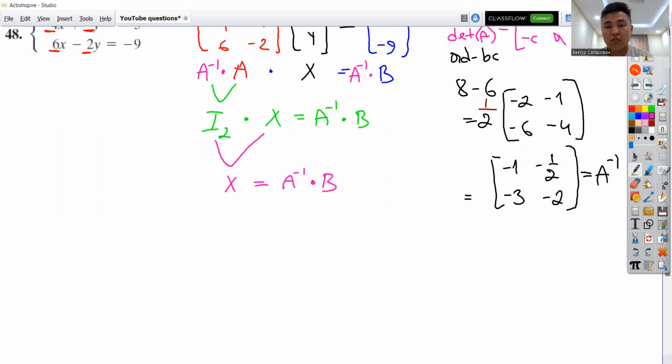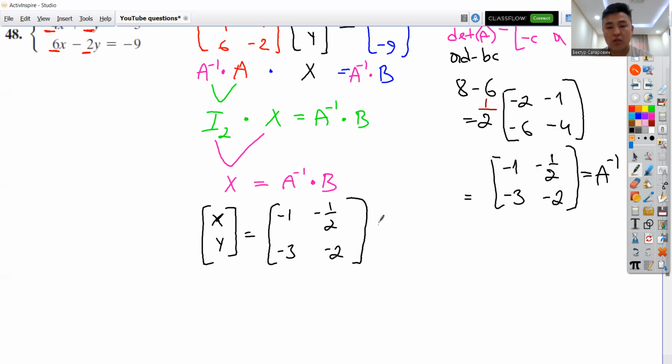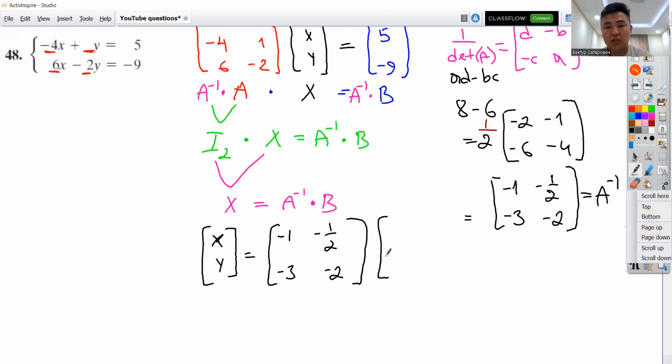What is X? Our X is X and Y, which is equal to the inverse A. Inverse A is here: -1, -1/2, -3, and -2, multiplied by B. B is 5 and -9.